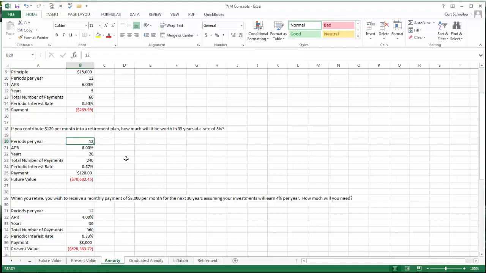So let's take a look. We have 12 periods per year. We're hoping that we're going to get an 8% rate of interest. In this case, it looks like I need to change this to 35 years. So our total number of $120 payments is going to be 420. Our monthly interest rate is going to be equal to the 8% divided by 12, which is 0.67%. Our payment is equal to $120. So what we're looking at here is a 35-year annuity of $120 payments that's accumulating interest at a rate of 8%. Let's use our FV function, or future value function.